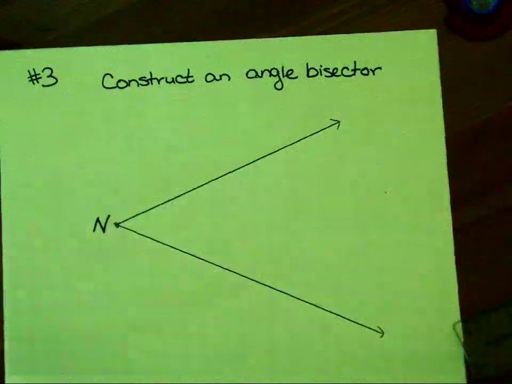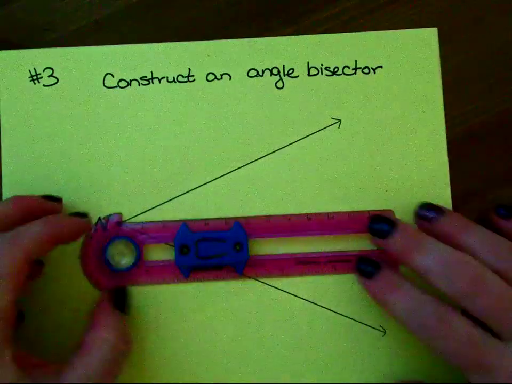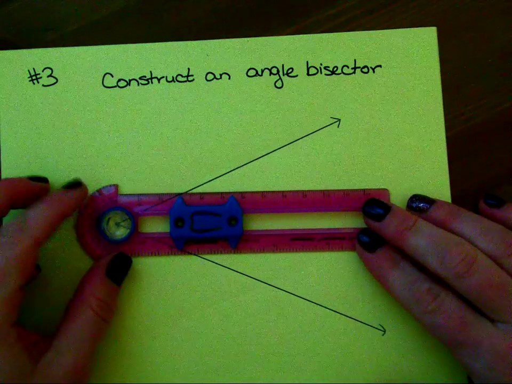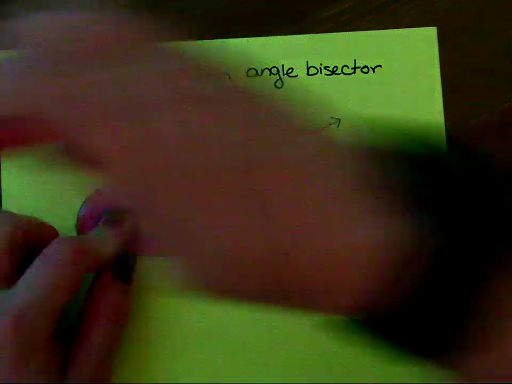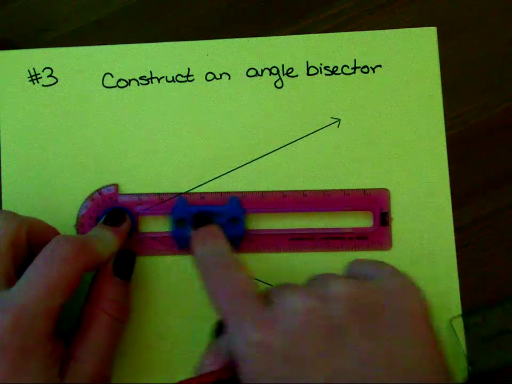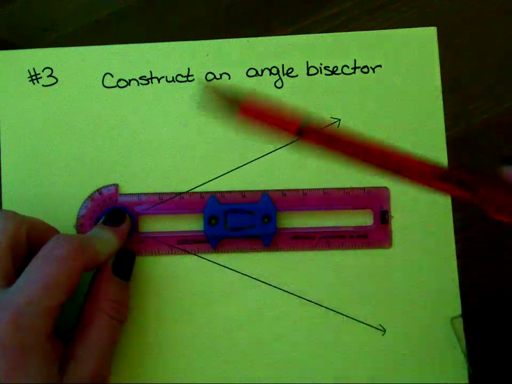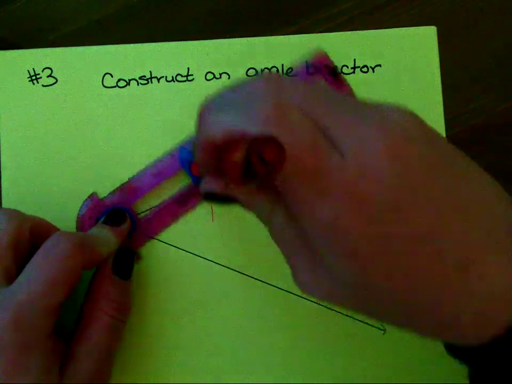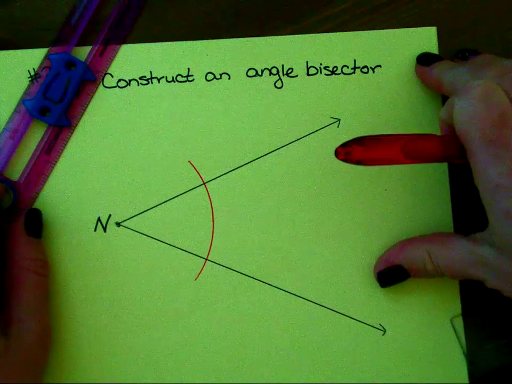Now, I'm going to use my compass. Once again, I'm going to put it down on vertex N right there on the corner. And I'm going to open or close. You can do wherever you like, as long as you go through the top and bottom rays of your angle. And there's my first swipe.